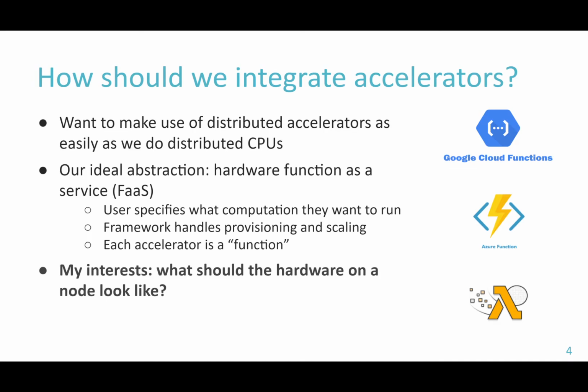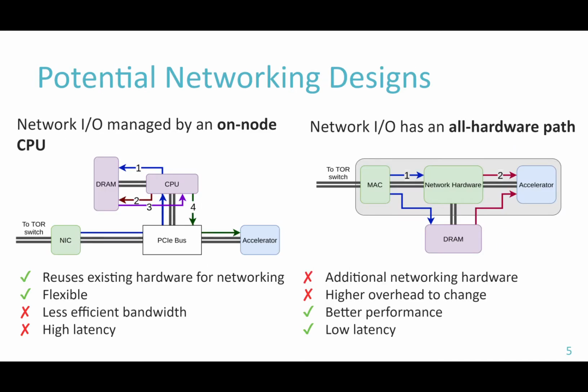My interests are if we're going to support this style of communication, what should the hardware on a node look like? Specifically, I've been looking at networking, what type of networking stack we should use. We've been looking at comparing two different designs. The first one is more often used.